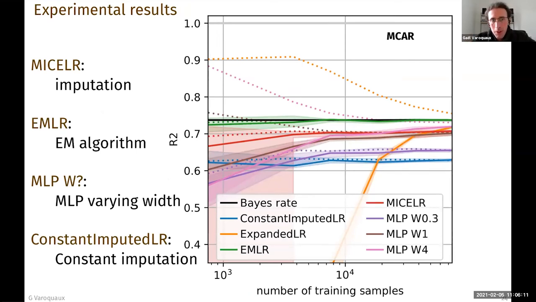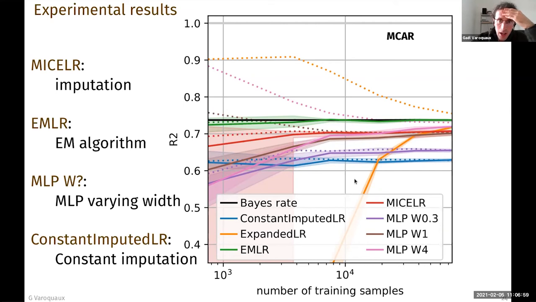We've run experiments, and there's a lot of information in here, so I'm going to go over it quickly. But our experiments show that in missing completely at random settings where imputation and EM should work well, imputation, which is in red, and EM, which is in green, work well. Both at small sample settings and large sample settings, they give us a good prediction. Constant imputation with a linear model doesn't work too badly, but doesn't work well. It's not consistent, as you can see here.